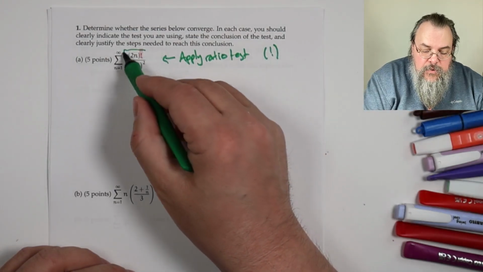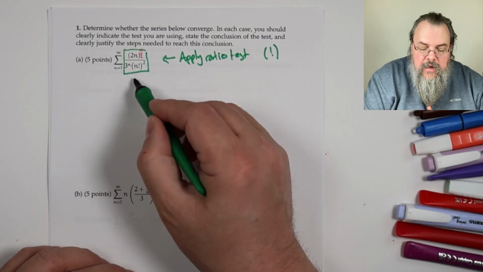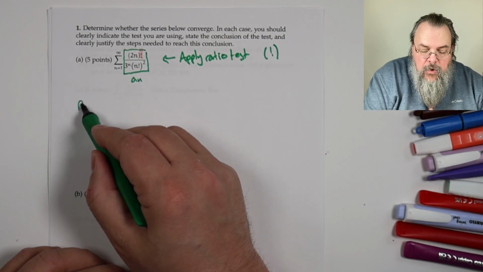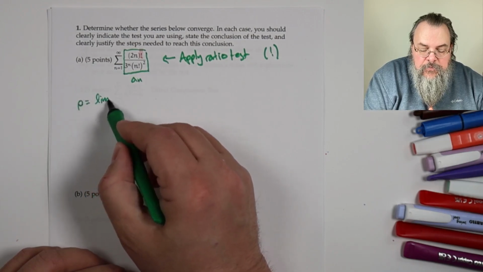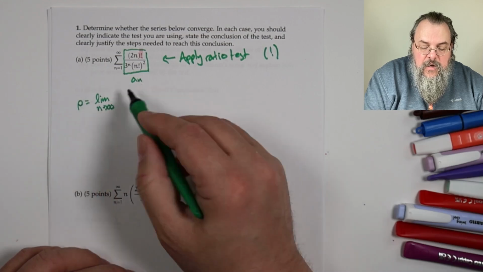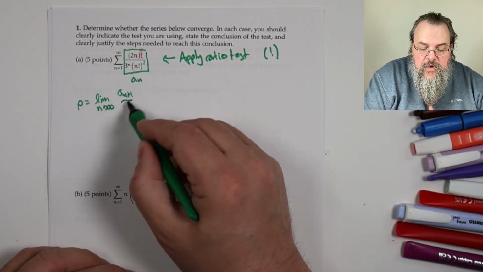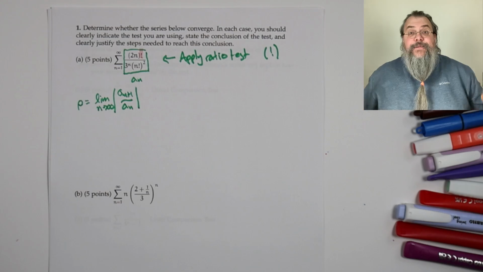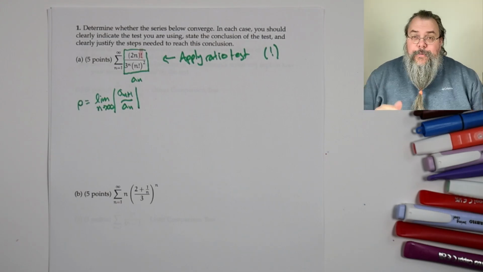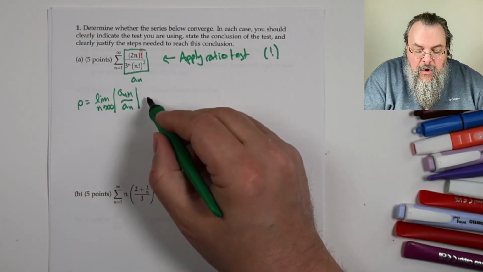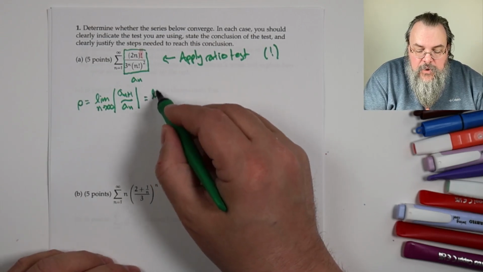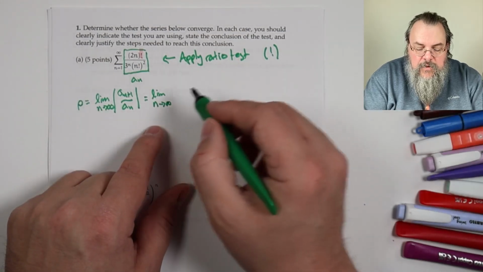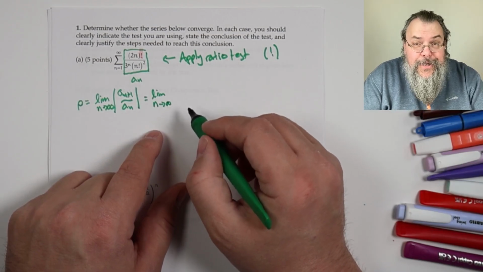Now, what's going on? Well, you should think of this whole thing here as a sub n. And we want to compute what we call rho, which is the limit as n goes to infinity of a sub n plus 1 over a sub n. Now, we can put absolute values here. They don't make any difference because everything's positive. This is a very optimistic summation here. All right, so we need to put these in.